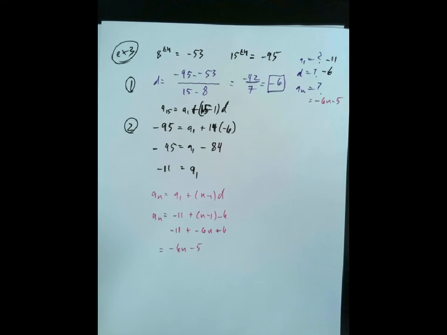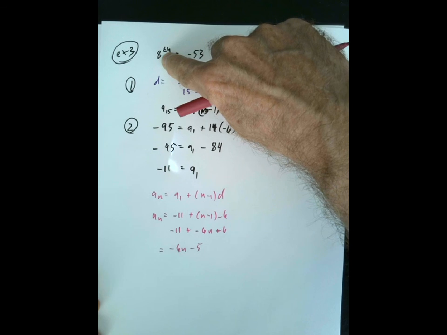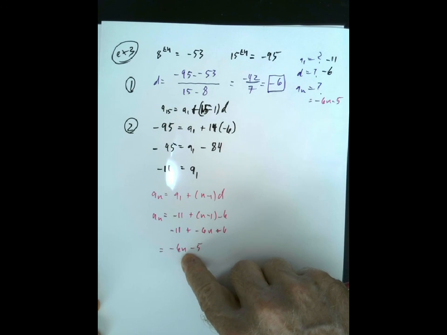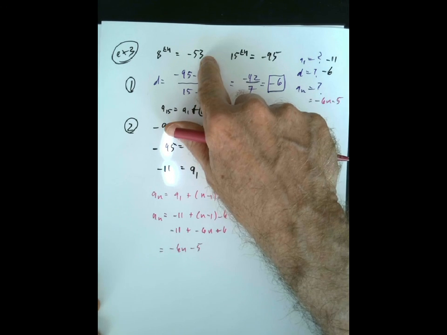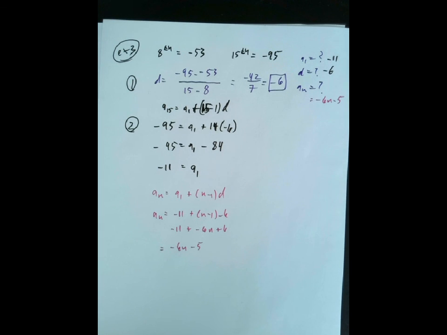Check our work. We should be able to get, if we put n is equal to 8 here, that should give us negative 53 as the 8th number. So yeah, negative 6 times 8 is negative 48 minus 5, negative 53. Perfect. Okay, so that's it.